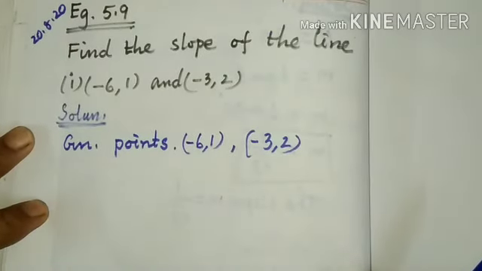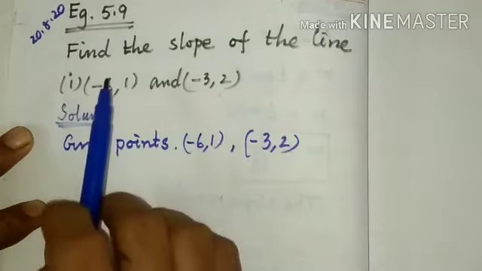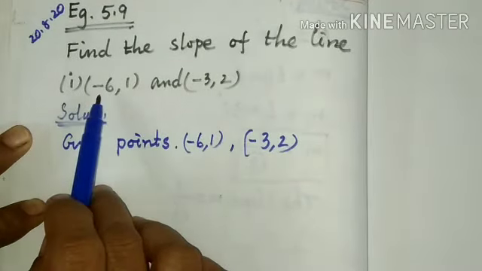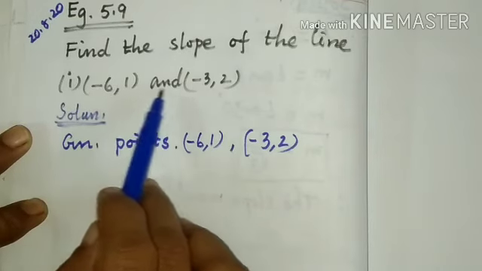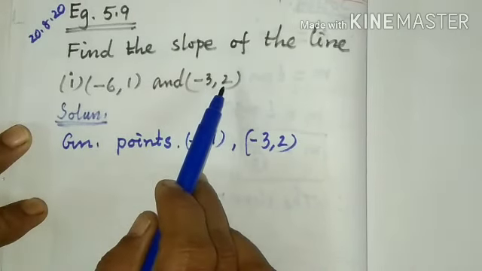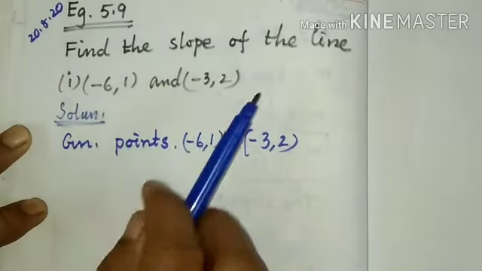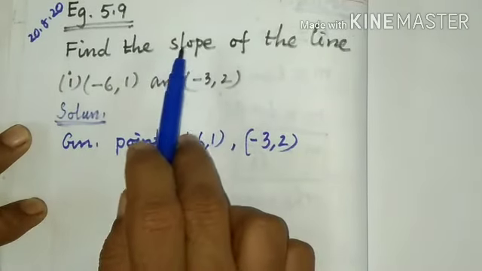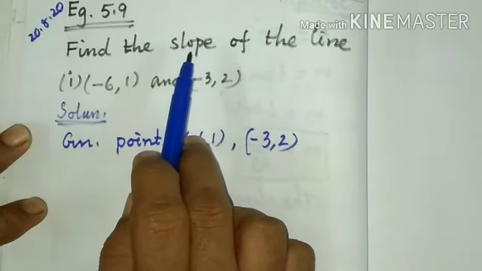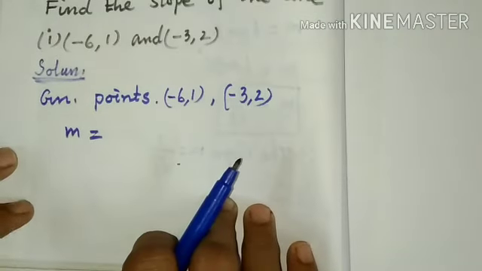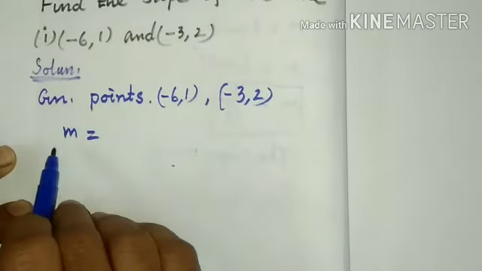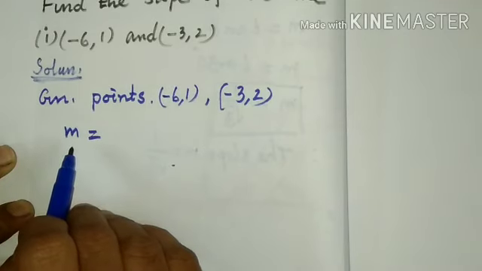Let us see the example 5.9. Find the slope of the line joining the points minus 6, 1 and minus 3, 2. In this question, 2 points are given. We have to find the slope of the line. Let us do the solution. First you take down and write the given points. Then you write the formulas.